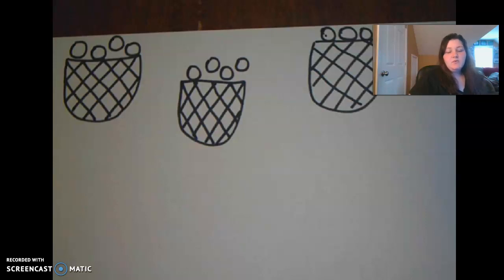Hi guys, we have a few drawings and these are apples in a basket, okay? So we have 4 apples in each basket, okay? Some are red and some are green. We're going to take a look at how many we can make red and green, okay?